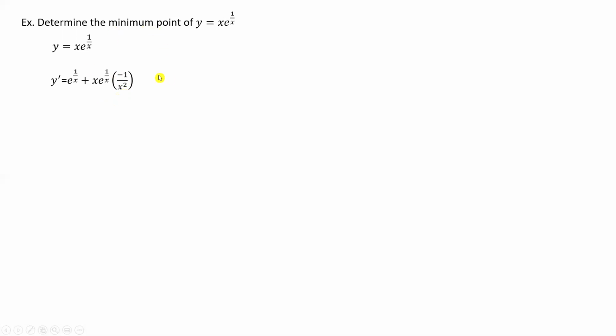Now, minimum is where the slope of the tangent equals 0. So let that equal 0. And let's clean this up. We have an x on the top and 2 x's on the bottom, so that'll leave us 1 on the bottom. And then we have a common factor of e to the 1 over x.